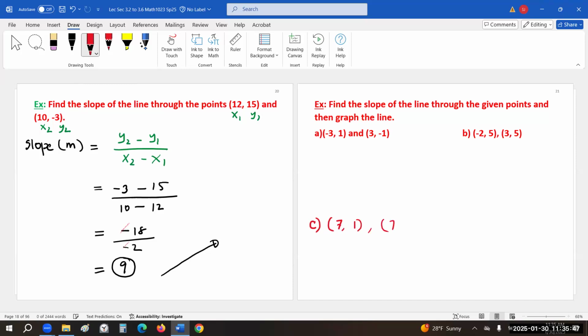7, 1, 7, -1. That's 6. You can just leave it.